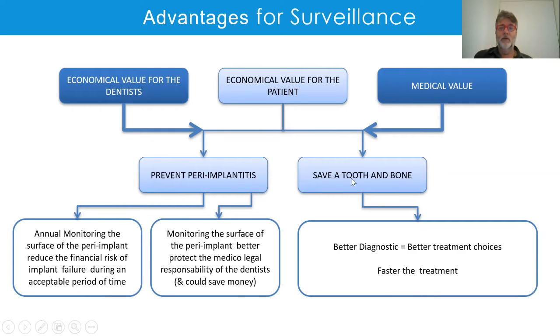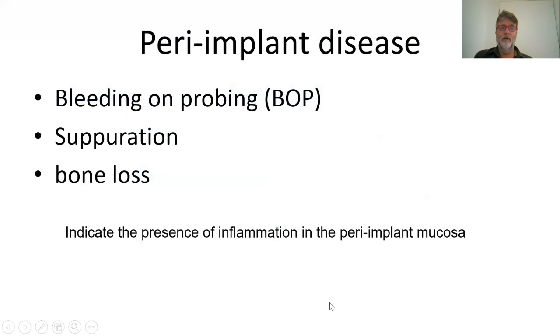On this side here, we're going to save teeth and bone by doing this. So better diagnosis, better treatment choices, and faster treatment. You're going to identify something far earlier, and you're going to preserve the implants and teeth and everything else. Because also, if they're a dentate patient, of course, you can tie this in with their normal periodontal treatment as well, and that's a double whammy. So, peri-implant disease, you're really looking, the main indicator is bleeding on probing.